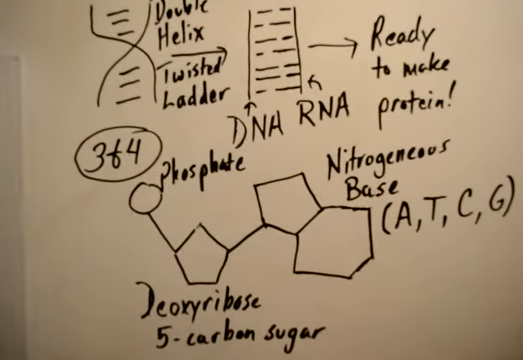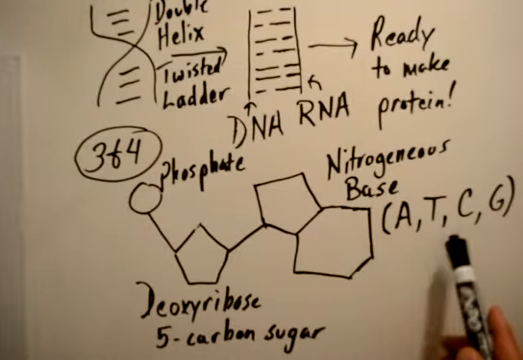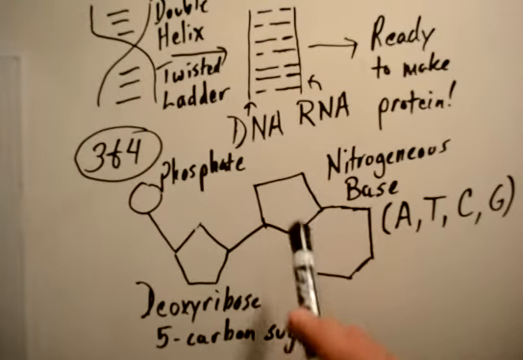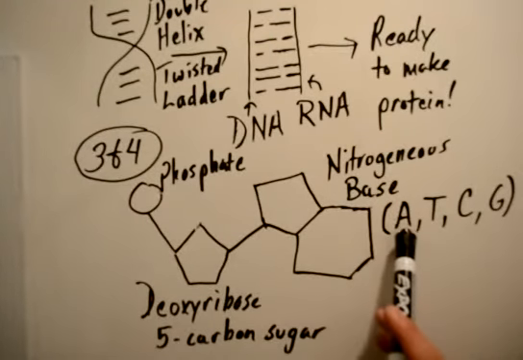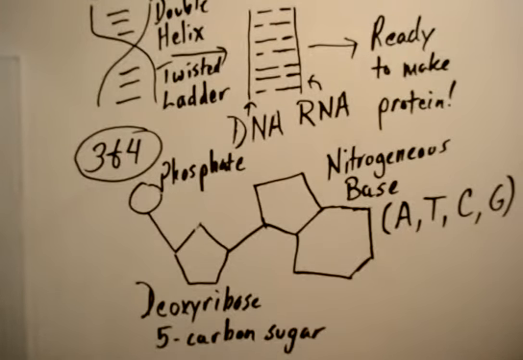Okay? Now, the nitrogenous bases are the ones that are A, T, C, and G. Now, A stands for adenine, T stands for thymine, C stands for cytosine, and G stands for guanine. So, whenever we're looking at nitrogenous bases, it's going to refer to either a T, a C, or a G. Okay, and the last one, DNA looks like a double helix or a twisted ladder.